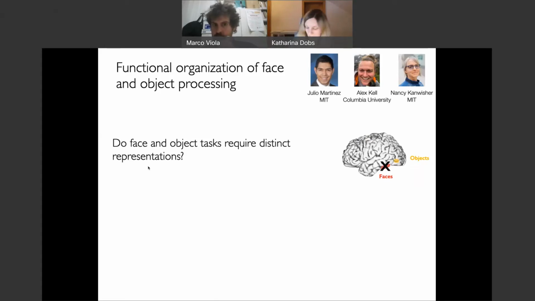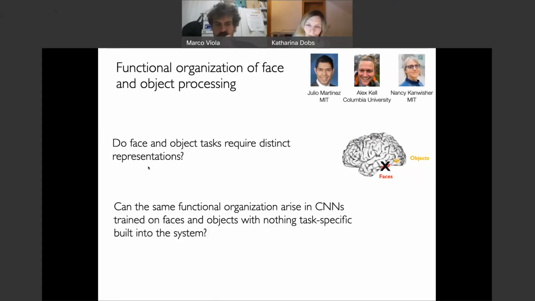And then in the next step, we asked, what happens if we take a network and train it on both tasks, faces and objects? Is there a set of representations that this model can learn that transfers between the two tasks? Or would we replicate this double dissociation in systems that are trained on faces and objects?